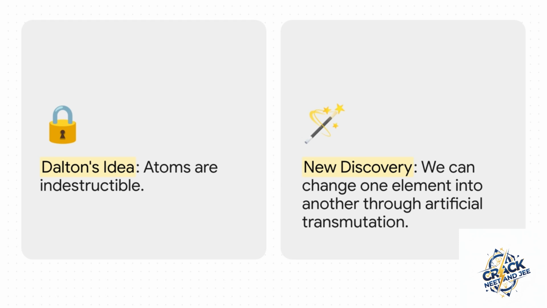And this was the real game changer, the final blow to the old model. Dalton thought atoms were forever. You couldn't destroy them or change them. But then scientists figured out how to do something that sounded like straight-up magic. They could actually change one element into a completely different one in the lab. This proved atoms were not indestructible. It was definitely time for a major system upgrade.